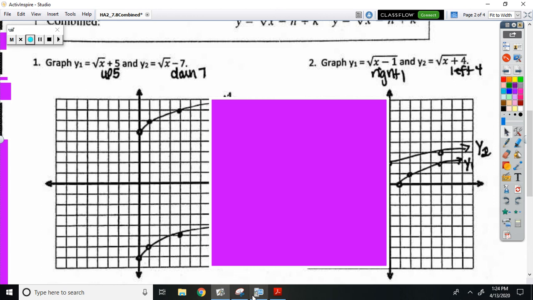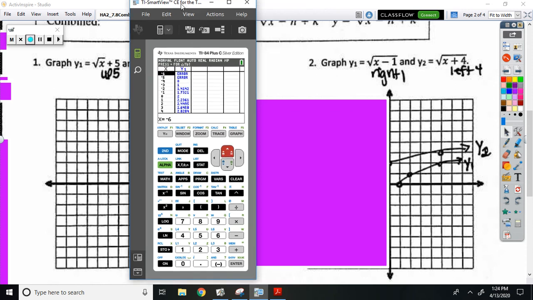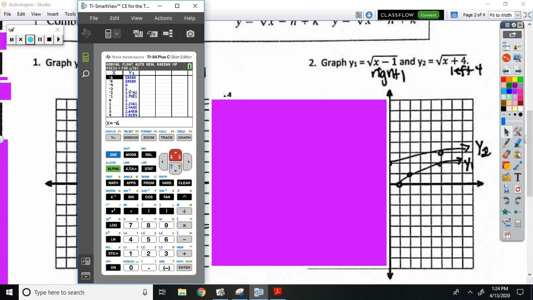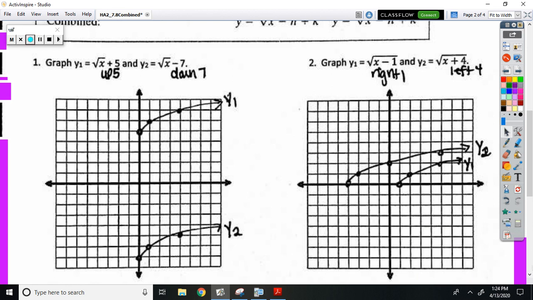And then for my left 4, I also can go to my graphing calculator, change that to a +4. It has been shifted indeed to the left 4 units. And I can get some points by scrolling through my table. (-4, 0), (-3, 1), and (0, 2). Again, I just labeled the tip of that arrow y2 just to show the difference.